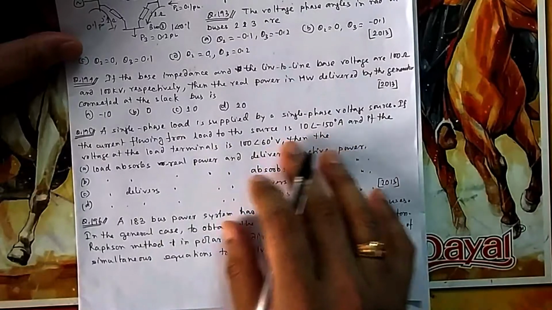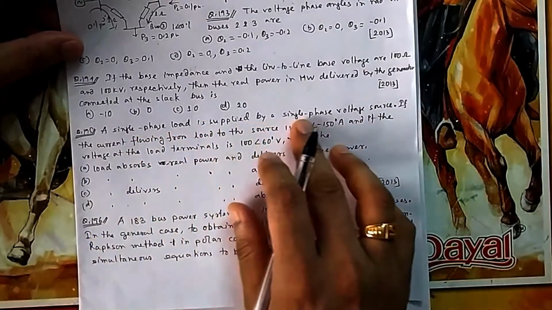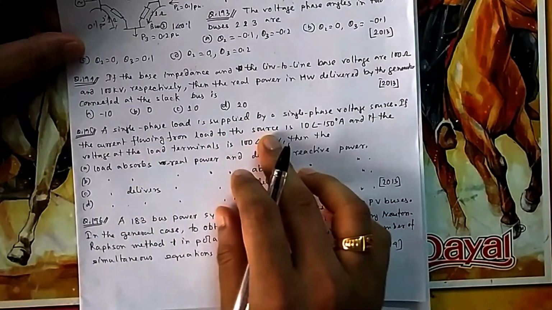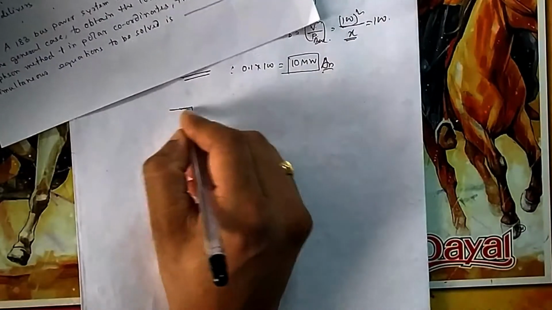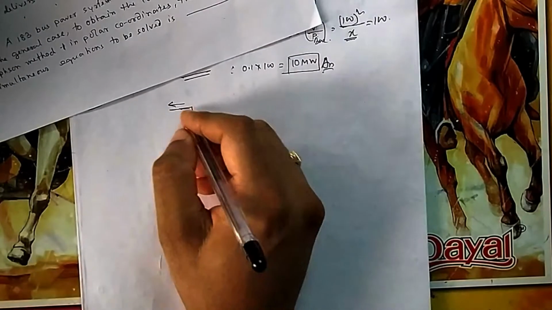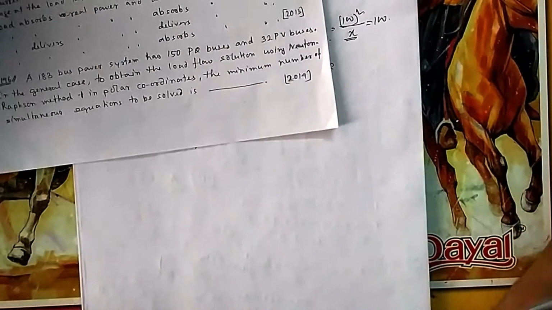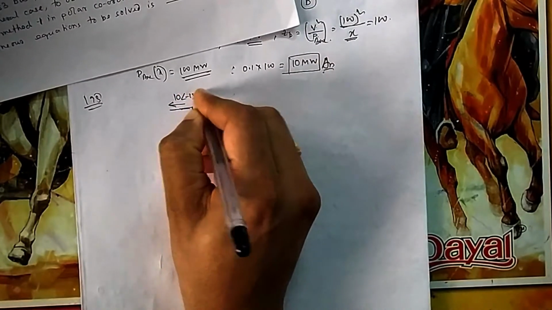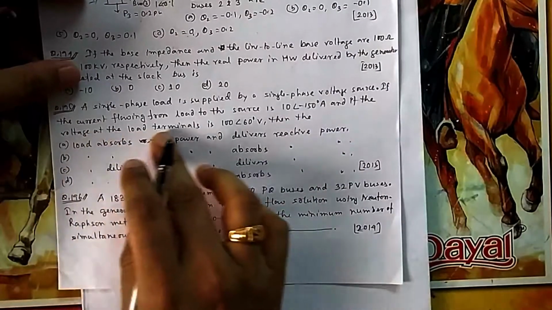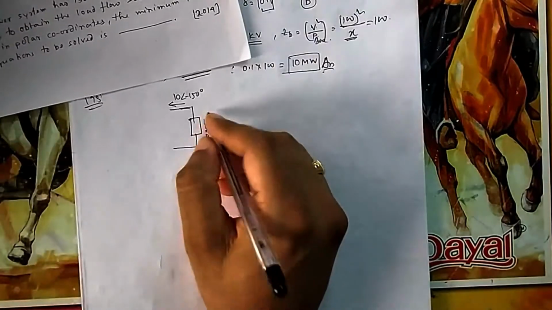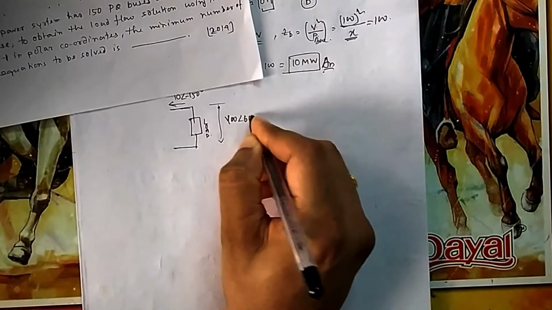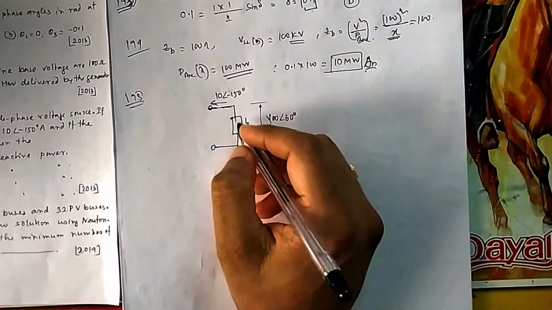Okay, so what is given? A single phase load supplied by a single phase voltage source. If a current is flowing from the load to the source, this power they have given. Generally what we take is power entering, but here it is going from the load to the source, it is 10 at an angle of minus 150. And the voltage at the load terminals here is 100 at an angle of 60.